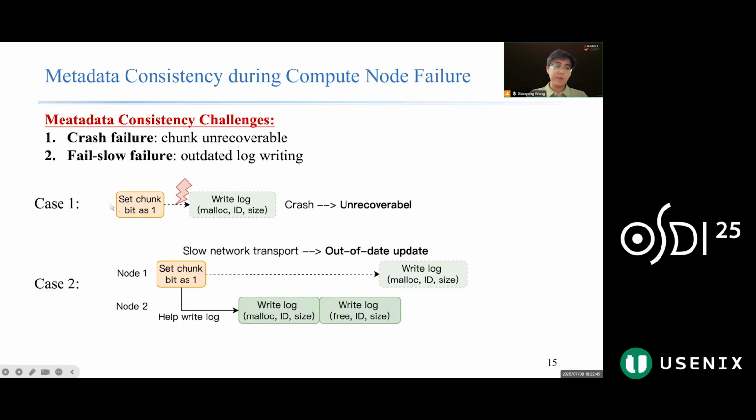However, achieving crash consistency in a shared bitmap-based allocation system presents unique challenges. If a crash happens before writing the redo log, it can mix up allocation bits from the crash status and the normal status, making the chunk unrecoverable. Even with other threads helping to write the log, slow failures can still occur, leading to out-of-date updates and outdated log entries.